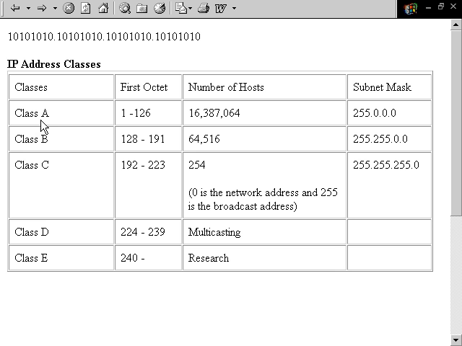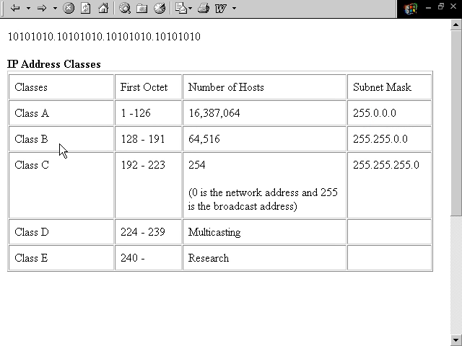So let's look over here at the different classes. A Class A address will have the first octet number between 1 and 126. So this is going to range between 1 and 126. That'll give us a total of 16,387,064 hosts. Our subnet mask is going to be 255.0.0.0. The first octet is going to be masked, because the rest is going to be host addresses.